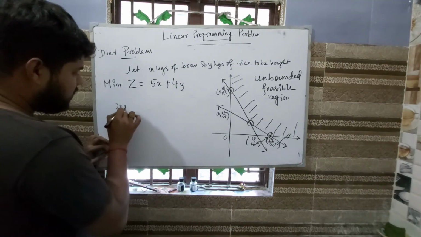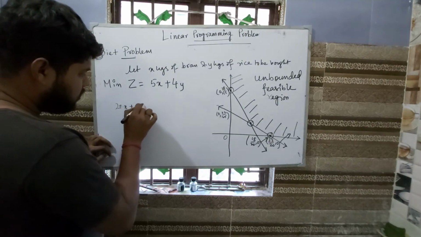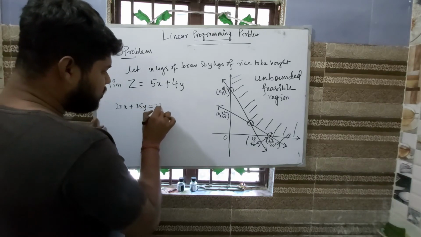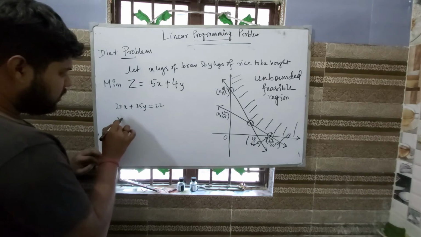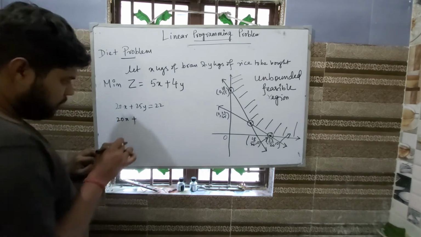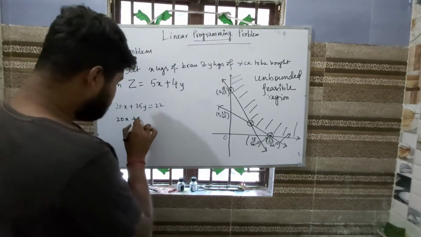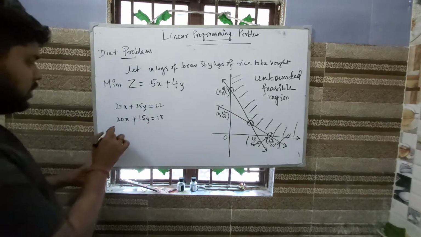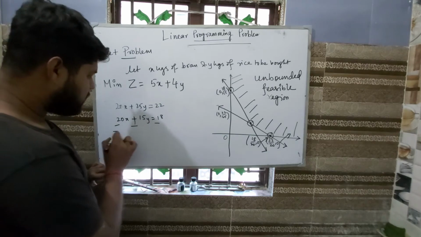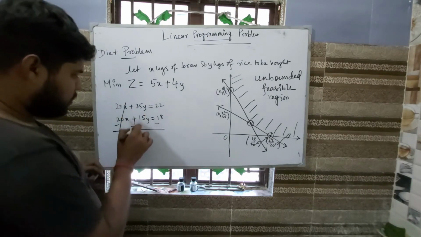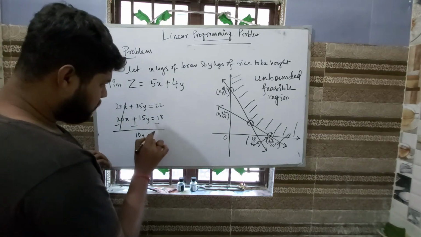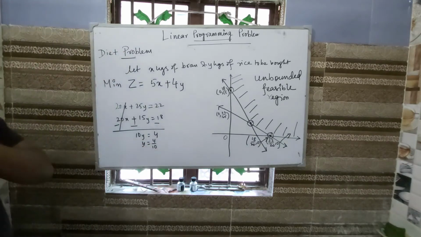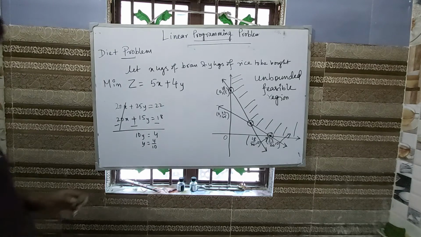So it was 20x plus 25y equals 22. Let me keep it like that. And this was 20x plus 15y equals 18. So this was the question. So minus, minus, minus. So this was 10y equals 4. y is 4 upon 10.